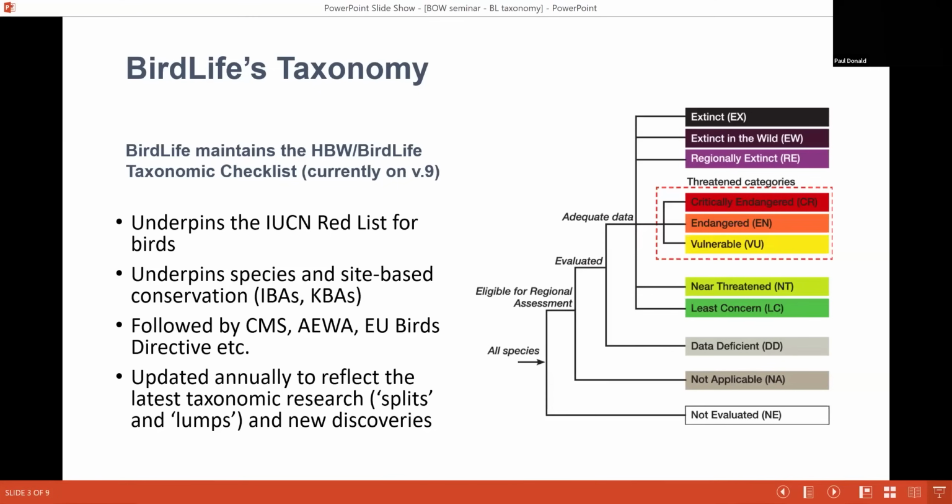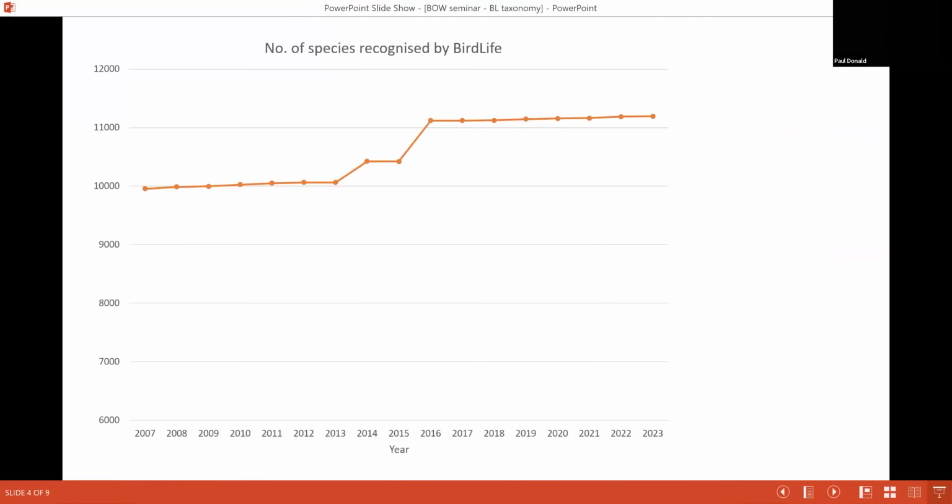And the BirdLife taxonomy is also followed by a number of major international agreements. Convention on Migratory Species, the African Eurasian Waterbirds Agreement, the EU Birds Directive, and so forth, all use the BirdLife taxonomy, which means their taxonomy doesn't match up with, say, the eBird data. And as with Clements and IOC, we update our taxonomy on an annual basis to reflect the latest lumps and splits, the latest research and new discoveries, but we don't necessarily update it in the same way that IOC and Clements have done. So this shows the number of species recognized by the BirdLife list since 2007.